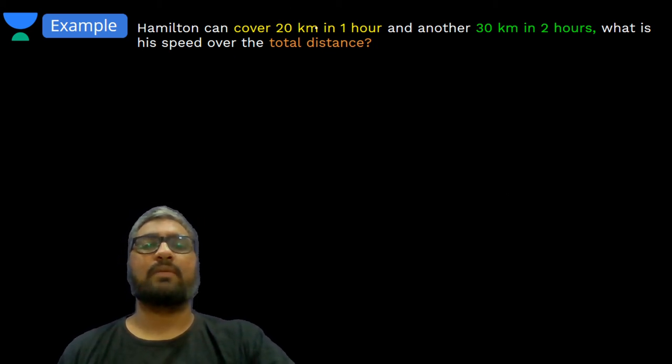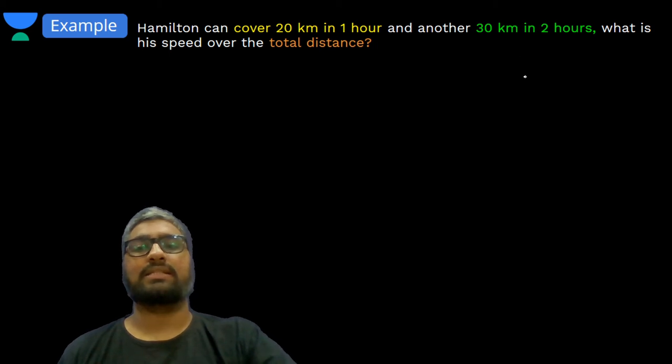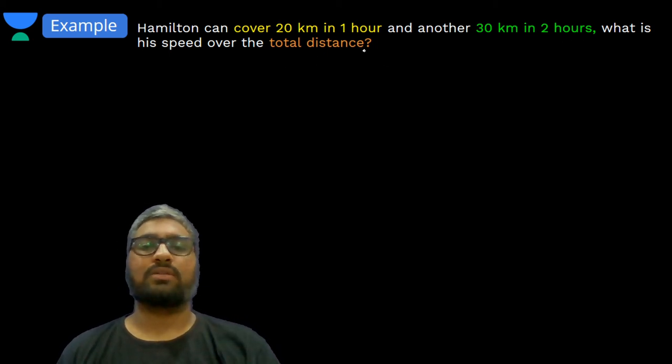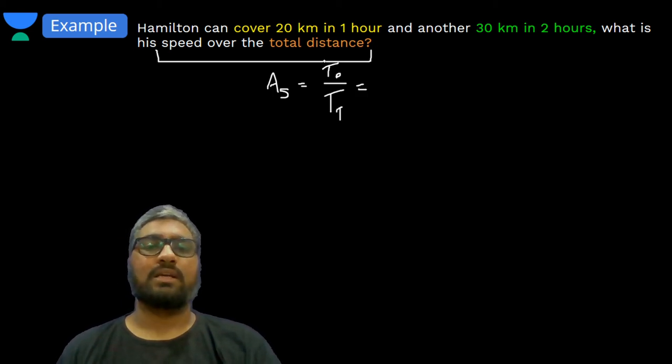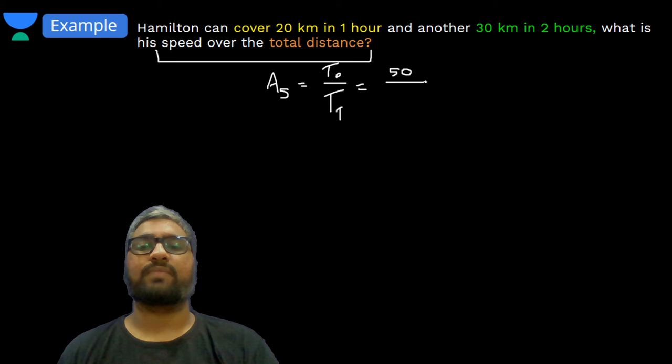Superb. So Hamilton can cover 20 kilometers in an hour and another 30 kilometers in 2 hours. What is his speed over the total distance? Which basically means, what is his average speed? We know that average speed is nothing but the total distance covered over the total time. First 20 kilometers, then 30 kilometers, which means a total of 50 kilometers were covered. Which were covered in 1 hour first and 2 hours later, which means a total of 3 hours. So what's his speed?